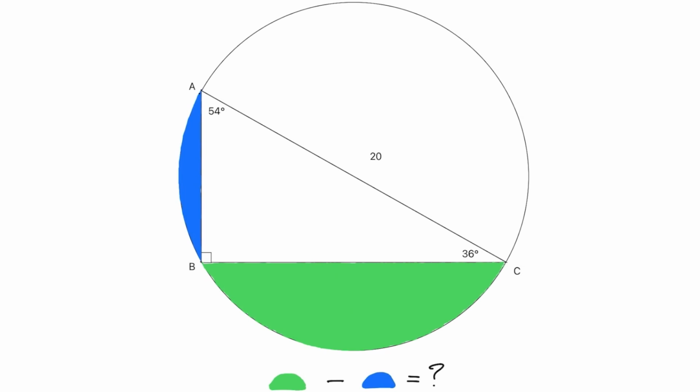Today I have a geometry problem for you all. We have right triangle ABC such that angle A is 54 degrees, angle C is 36 degrees, and the length of AC is 20. This right triangle is now inscribed in a circle, and we need to find the difference of the areas of the green region and the blue region. This is a fun little challenge, and I encourage you all to pause the video here if you'd like to try and solve it yourself.